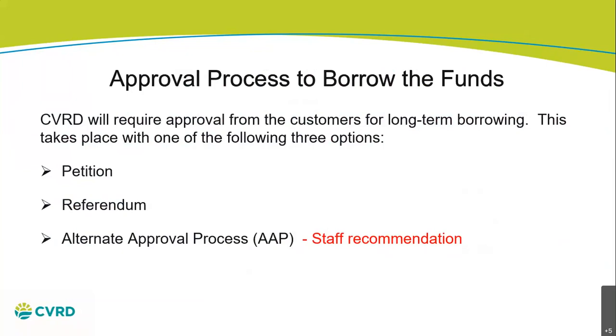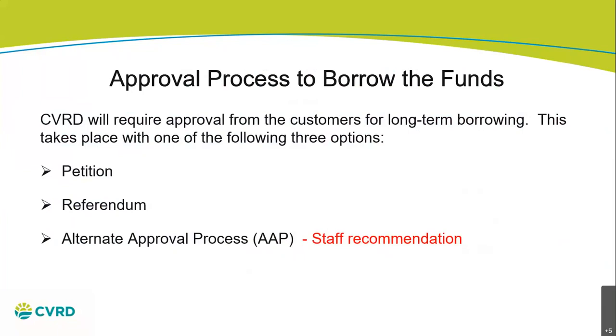Whereas a referendum is just the voters voting, much like a by-election or anything else. It's basically a yes or no question, and you have to turn up at a polling booth and indicate your preference on a ballot. And then the last process is an alternative approval process, called an AAP.